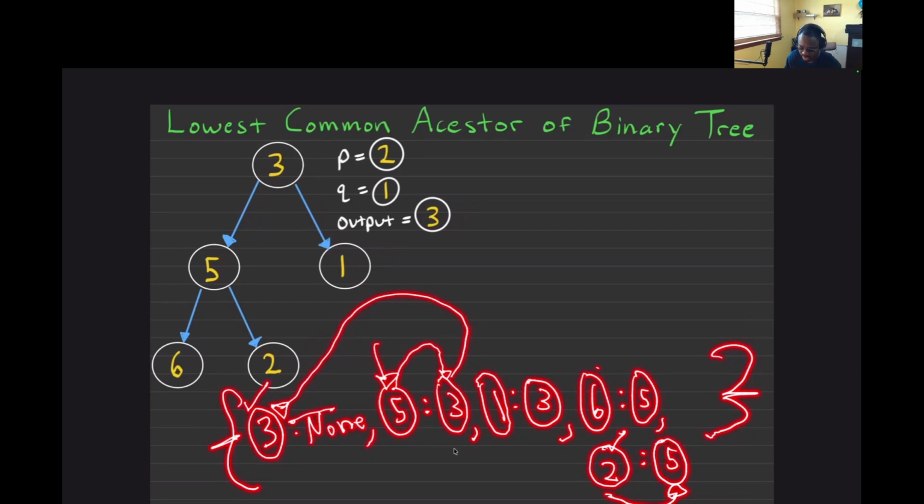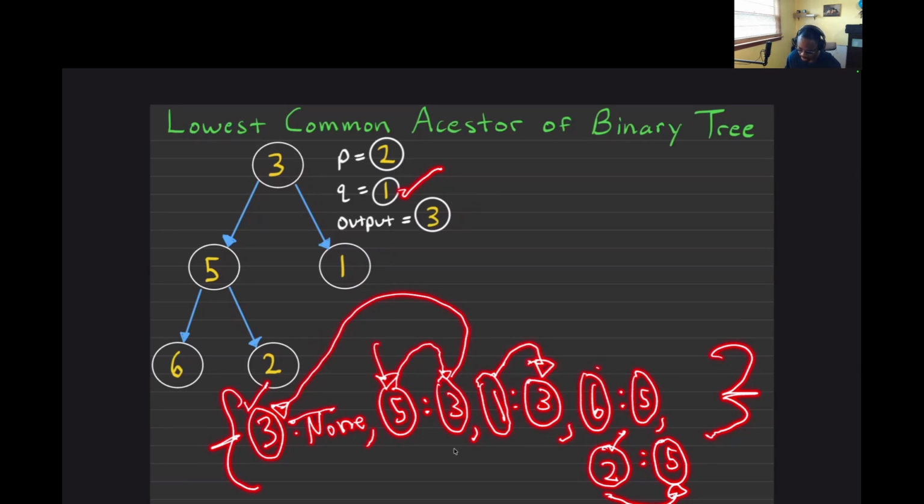So now let's just do the same thing for Q, okay? So we look for the key node 1, oh, it's right here. Look at its value. Oh, it immediately maps to 3, and that's our answer, right?